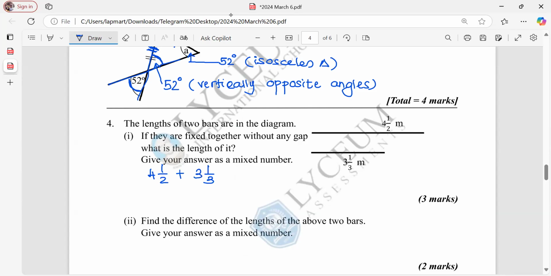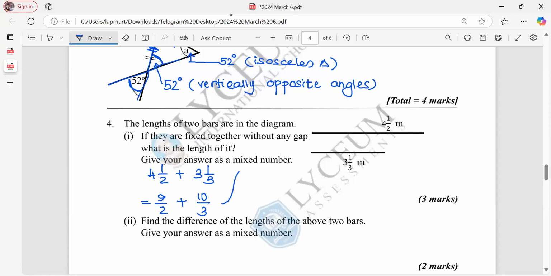In the book, sometimes they use a different method where they add the whole numbers separately and add the fractions separately. But I prefer another method, that is, converting the mixed numbers into improper fractions. It's easier for me. So then 2 times 4, 8. 8 plus 1, 9. 9/2. Then 3 times 3, 9. 9 plus 1, 10. 10/3.